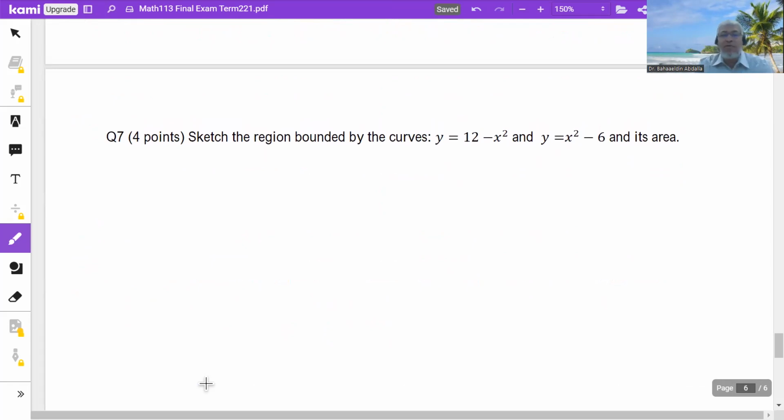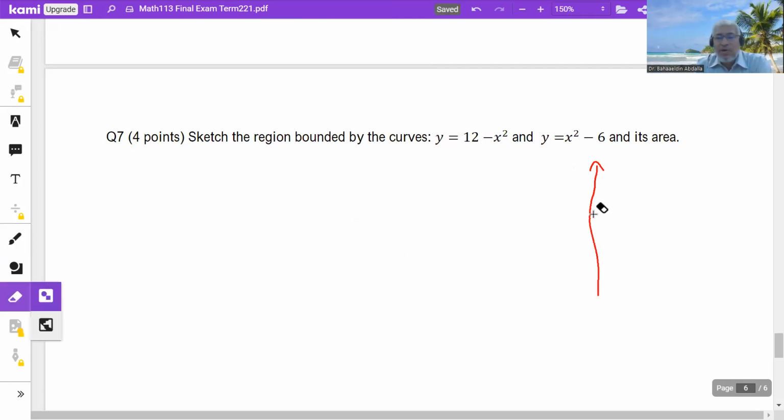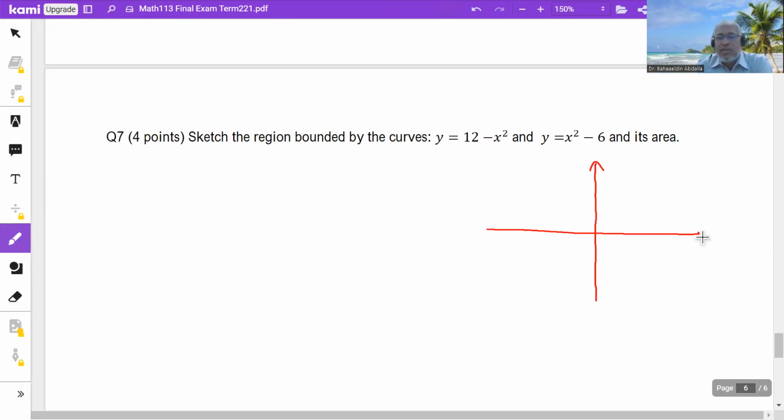Sketch the region bounded by these two curves and find its area. So y equals x squared minus 6. What is the graph of y equals x squared minus 6? That's just a parabola that opens upwards, taken 6 units down. So 1, 2, 3, 4, 5, 6. So it will go like this.